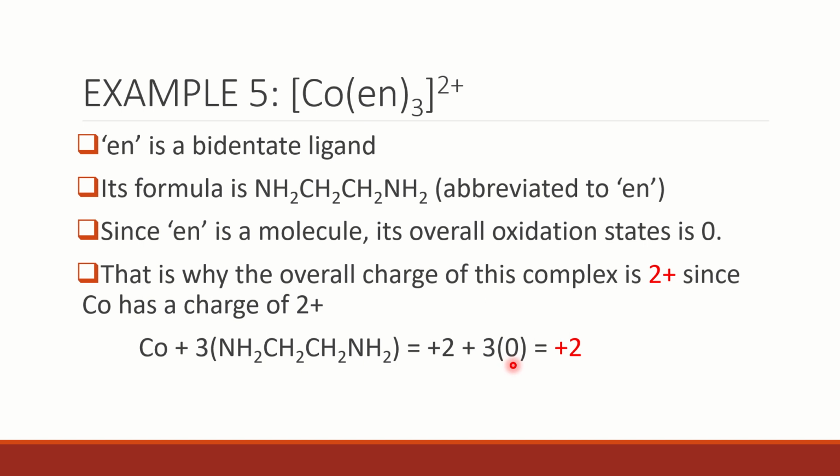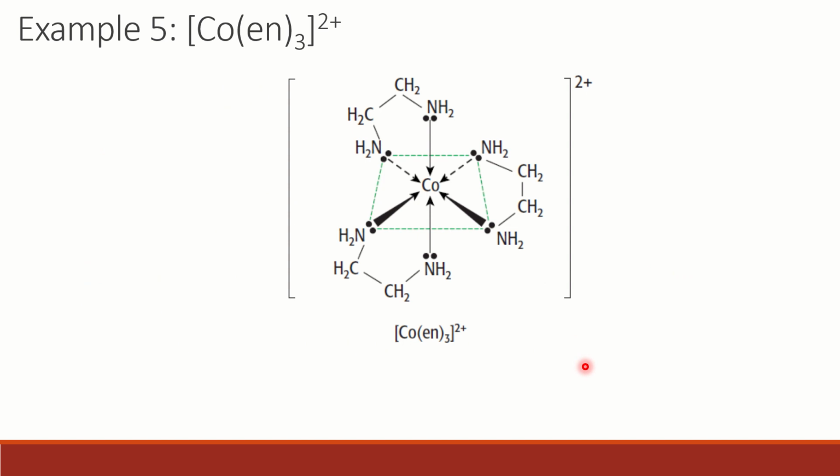And then you have 3 times by 0 because en is a molecule. Therefore, the overall is +2. Now, here, this is the actual structure of the en. Short form, they call it en, but this is the actual formula of en.